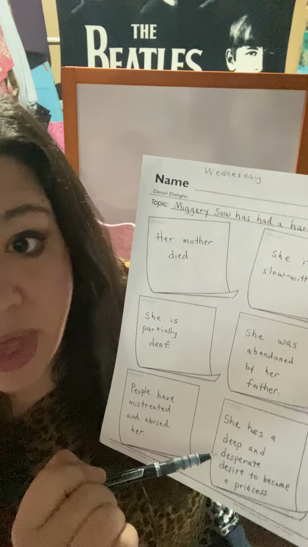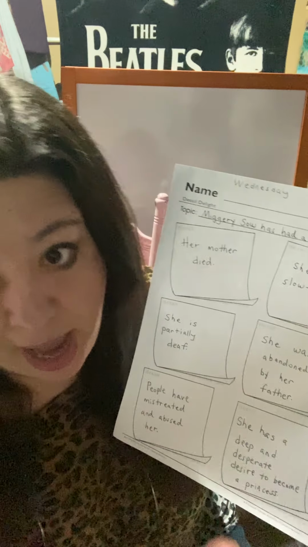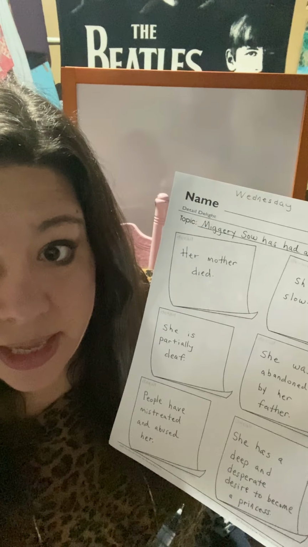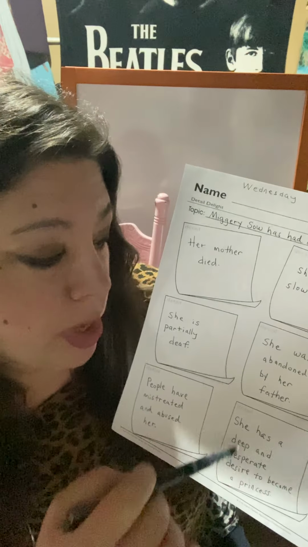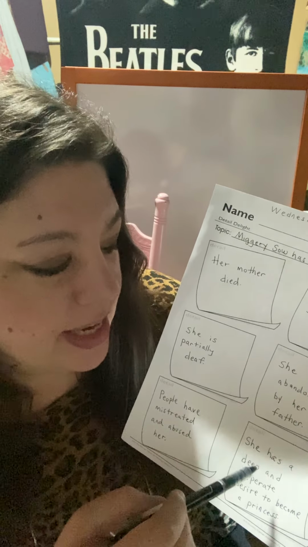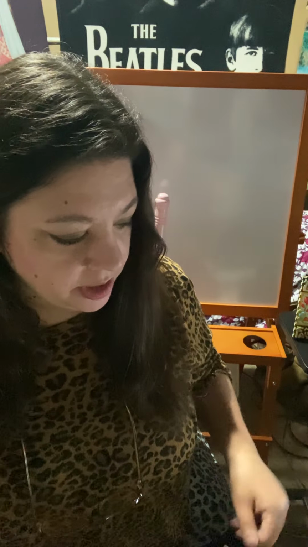And it's a tool that authors use sometimes when they write to add to their craft, add to the language in the story to make it more beautiful and engaging to the reader. It sounds poetic, it sounds pretty when you start a lot of the words with the same letter. So she has a deep and desperate desire to become a princess. It's like a tongue twister. It all starts with a D. And those all support our topic that Miggery Sow has had a hard life.